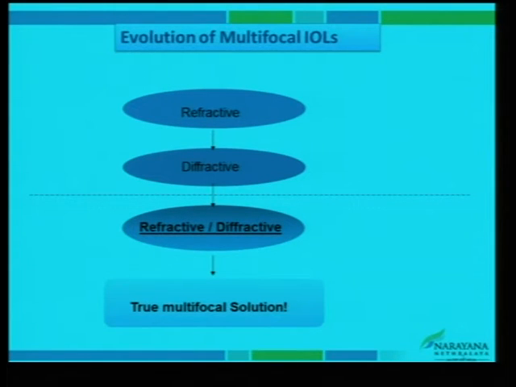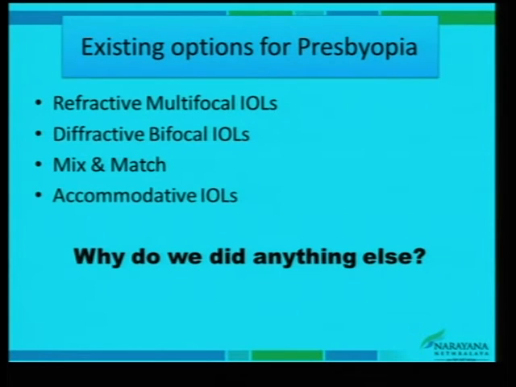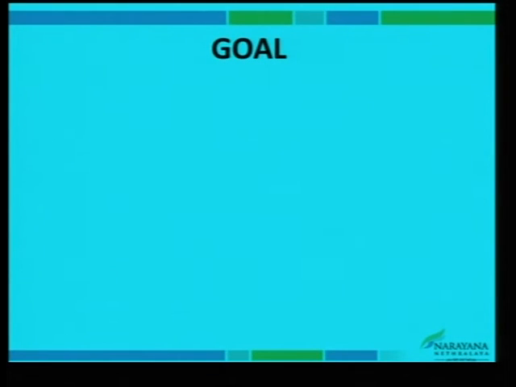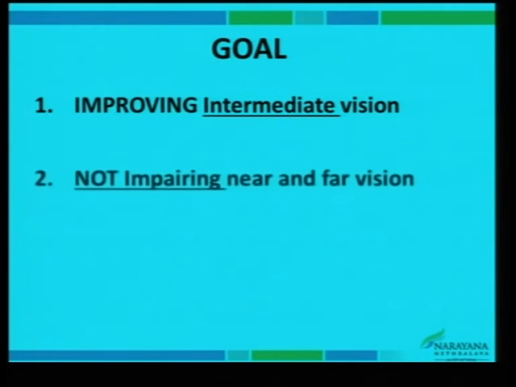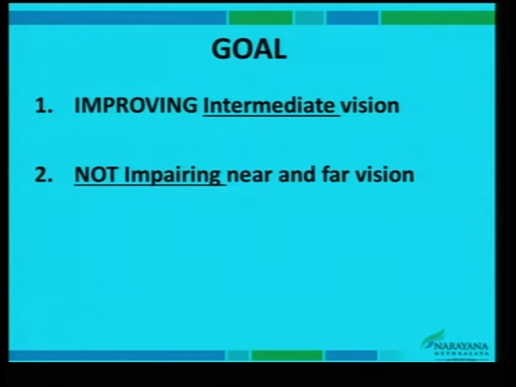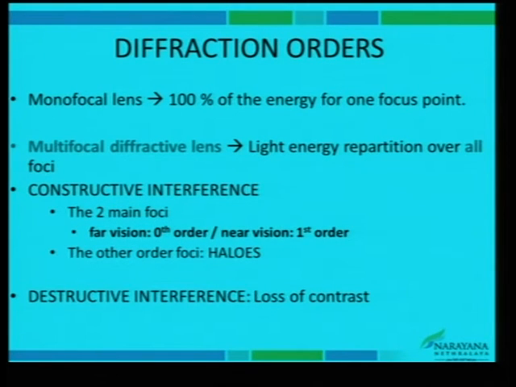So evolutions of multifocals have gone through multiple steps, and they kept looking for a better solution because they wanted improved intermediate vision, without reducing the near and far vision. Diffractive multifocal lenses are the order of the day, and in diffractives, basically some amount of the energy is spread over the multiple foci that are present based on the diffractive structure. There is constructive interference, and the constructive interference is what creates the two main foci.